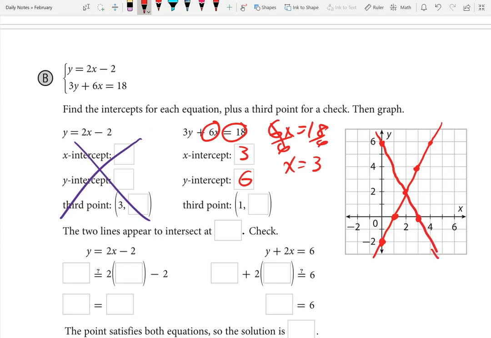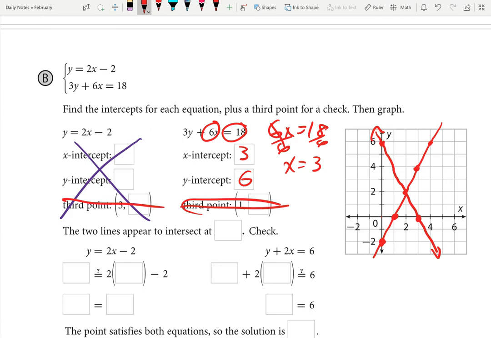A ruler usually helps, okay? I don't have that because this is a screen. Don't worry about this third point thing. That's not really important for what we're trying to do. But there you go. You've got your lines graphed.